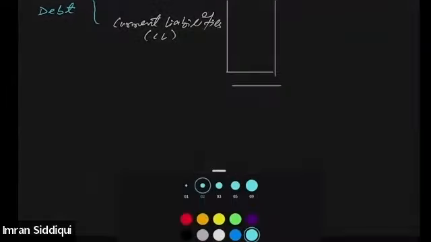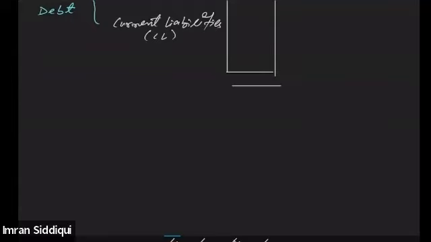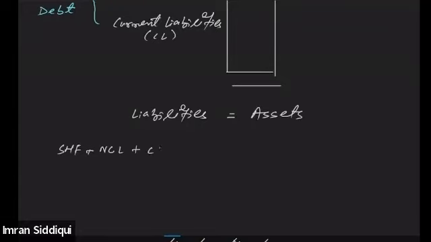Apart from this, I'm sure all of you already know that the total liabilities is equal to assets. Always. So if total liability is equal to asset, we can also say that shareholders fund plus non-current liability plus current liability is equal to asset. Can we say that? Yes or no? Can we write this like this?